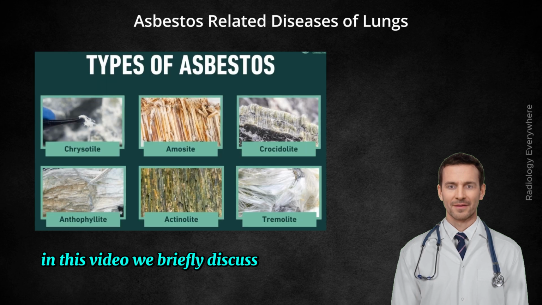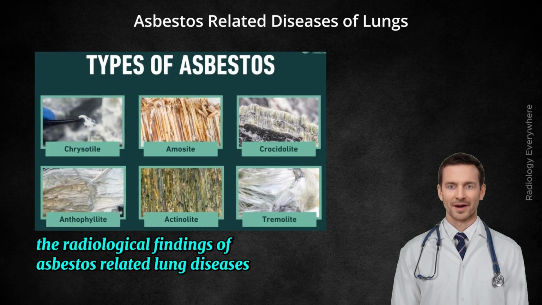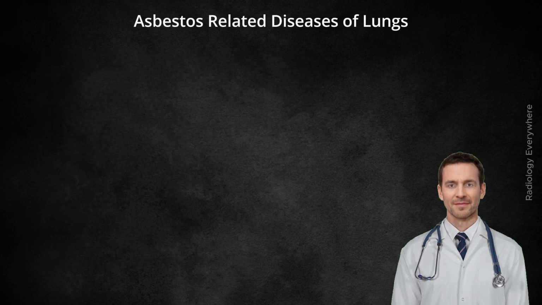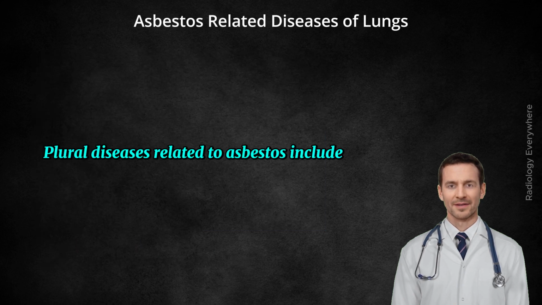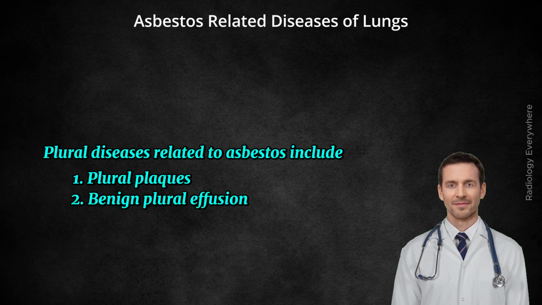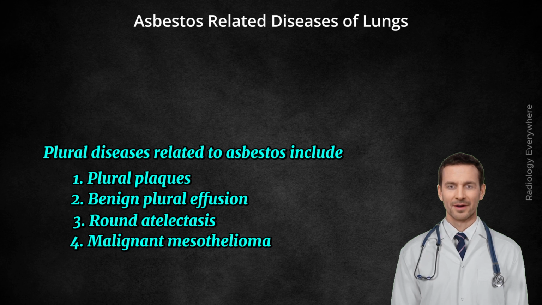In this video, we briefly discuss the radiological findings of asbestos-related lung diseases. Pleural diseases related to asbestos include pleural plaques, benign pleural effusion, round atelectasis, and malignant mesothelioma.